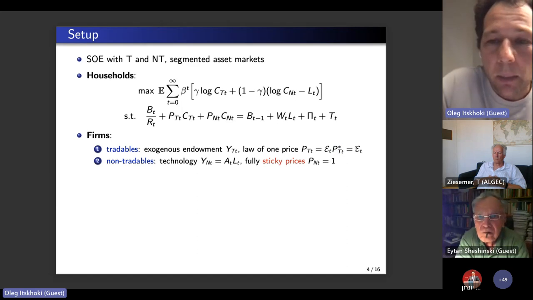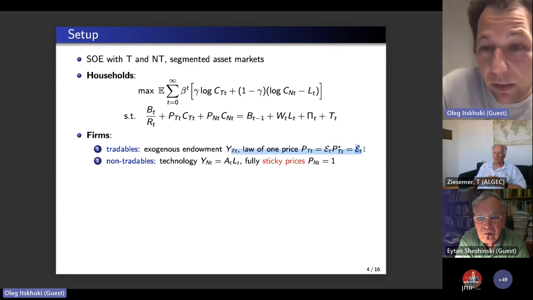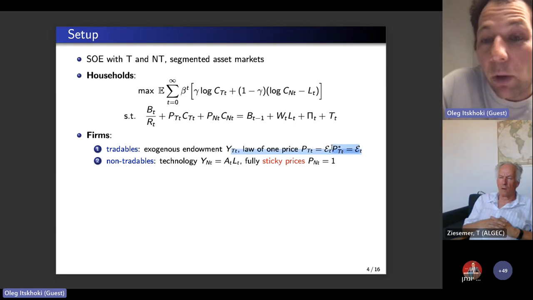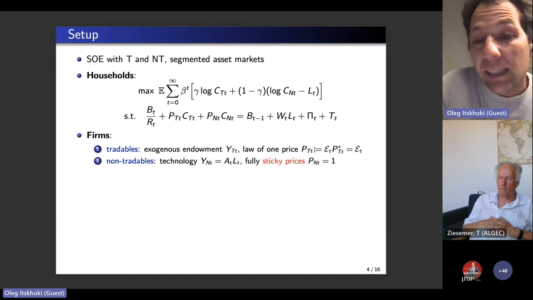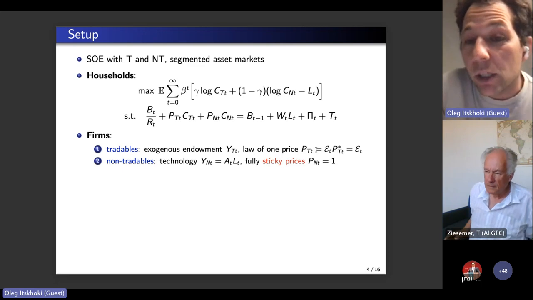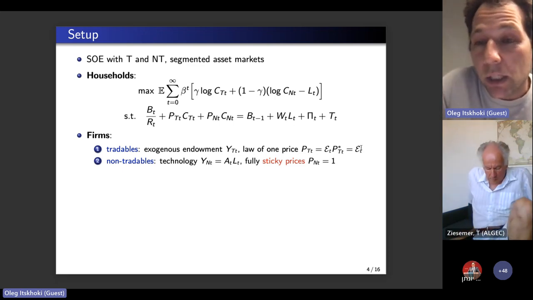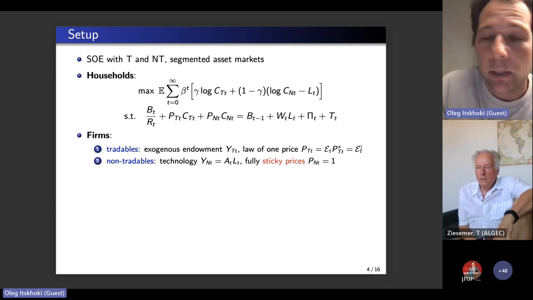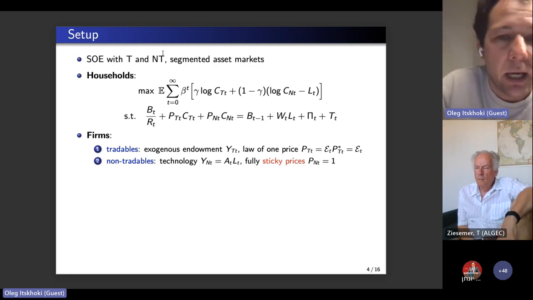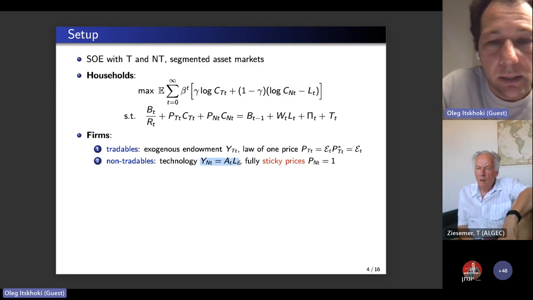But for the main part, movements in the exchange rate will directly contribute to prices of tradables. And this is not a terrible assumption for small open economies. A big component of inflation is imported inflation, and it's imported when the exchange rate fluctuates, right? So that's that part of the economy. Now this is the produced good, the non-tradable. It's produced using labor, using this technology. Productivity moves around.